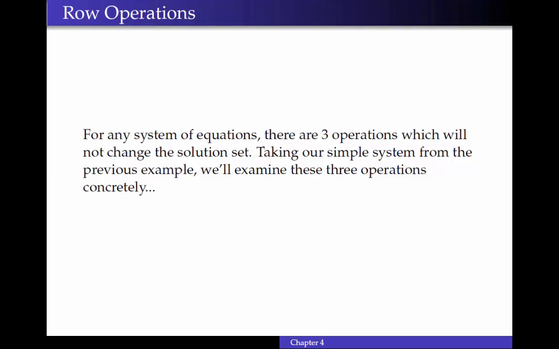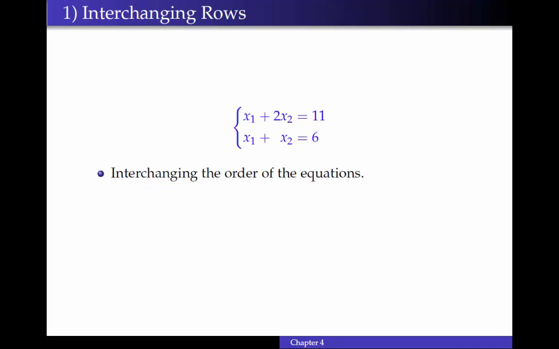Okay, so for any system of equations, there are three operations which will not change the solution set. We just looked at one of them. And let's take our simple system from this example and look at these three operations individually. So the first one that we can do is we can interchange the order of the equations. I'd hope you agree that the set of solutions to this system of equations is the same as that to the one where the equations are written in the reverse order.